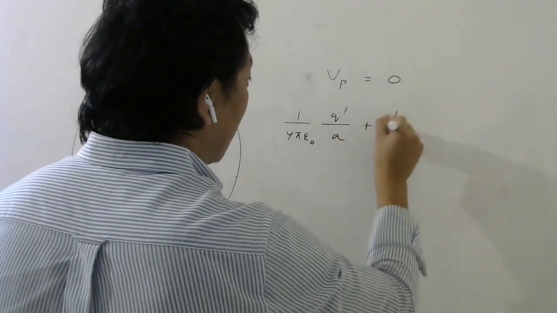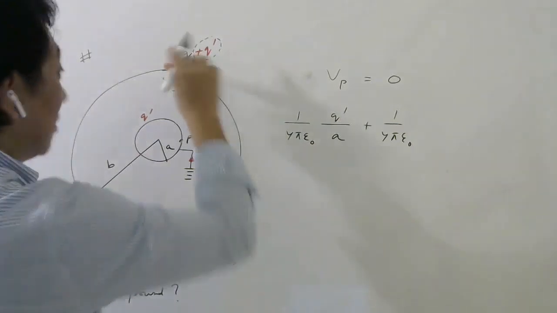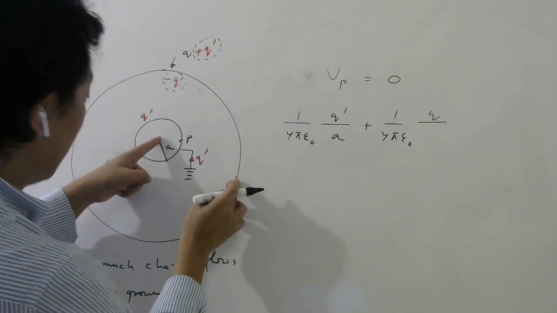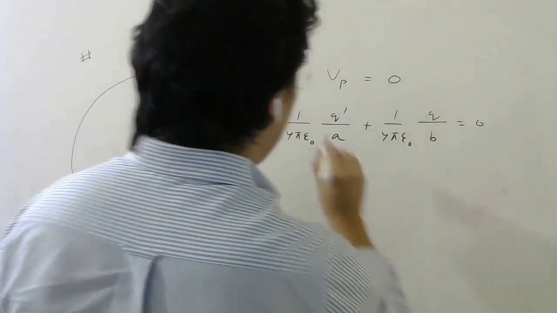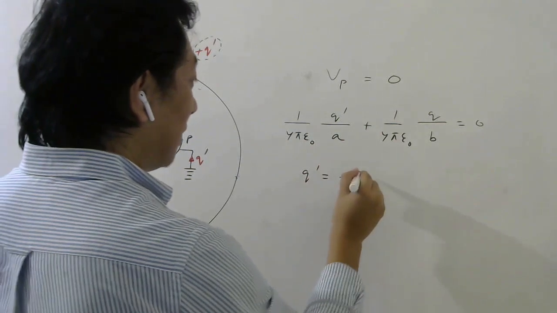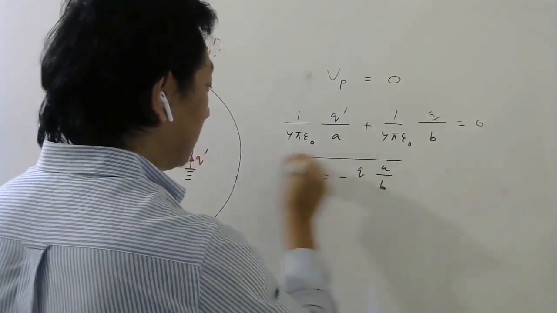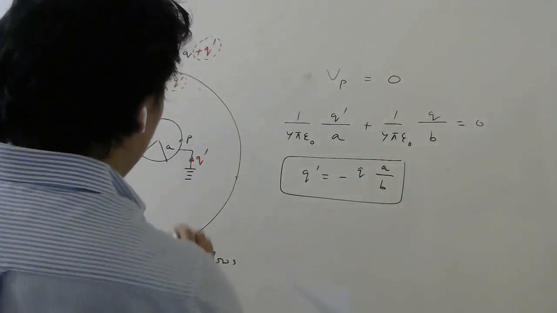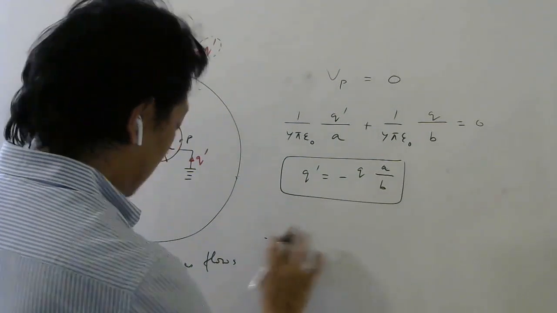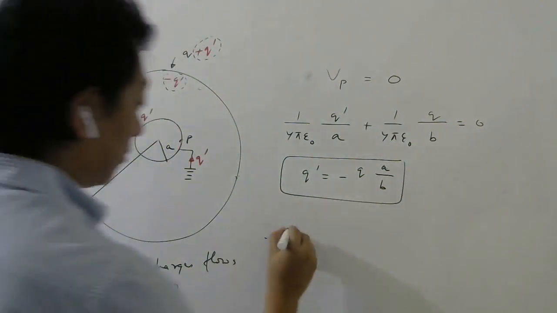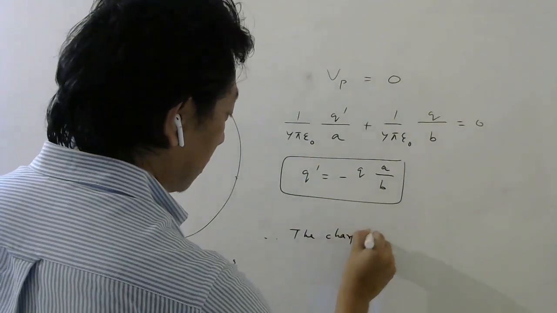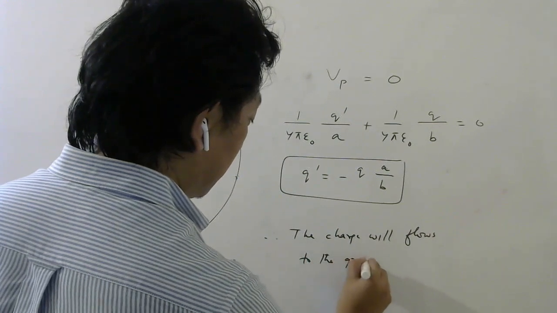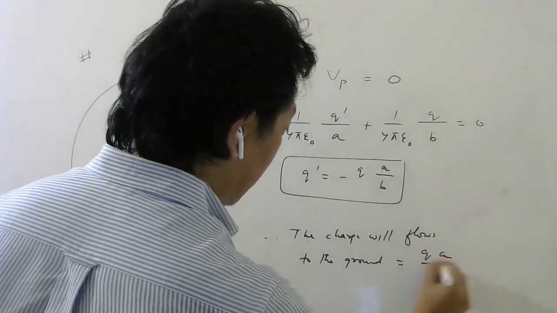So it will be 1 by 4 pi epsilon naught q divided by, on its surface means here, so what is the radius of this sphere? B. That should be 0. Take it that side. So q dash will be minus q a by b. Right? I got negative. Since I got negative, therefore, question was how much charge flows to the ground. Therefore, the charge which flows to the ground is equal to qa by b.